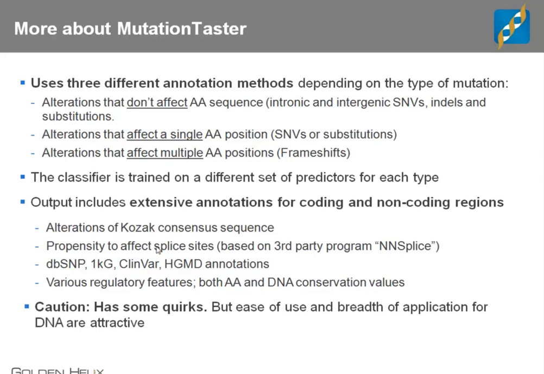And then it also gives some information about the propensity of a mutation to affect splicing. And this is kind of a tricky one, I've found. When I've looked at their output, it seems like just about every SNP in there has some ability to affect splice sites. So be aware of that as you're looking at it. Some other nice annotations from different external databases and conservation scores.